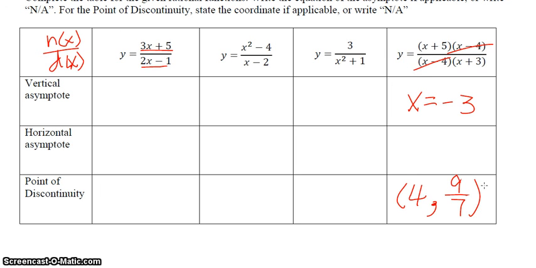Okay, horizontal asymptote. You look at the coefficients, 1 over 1. They have the same degree. So 1 over 1, so the horizontal asymptote is 1.